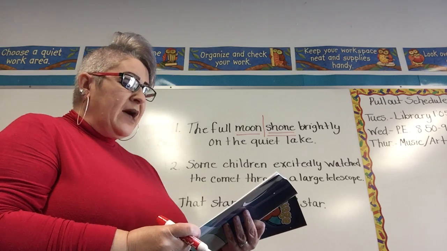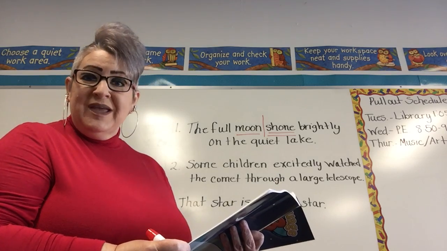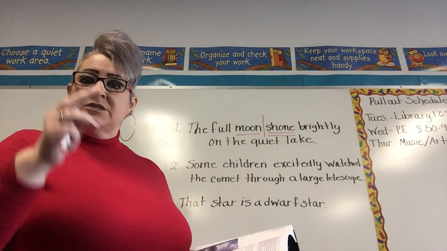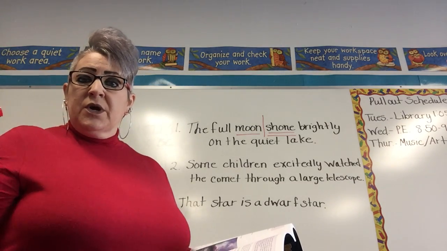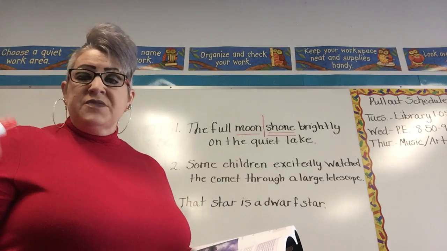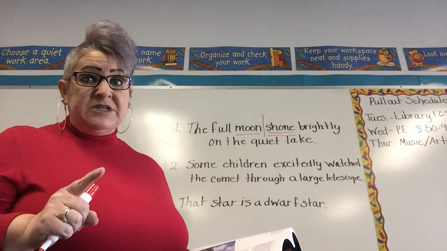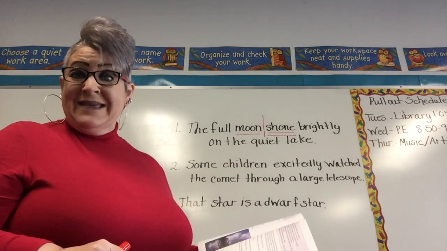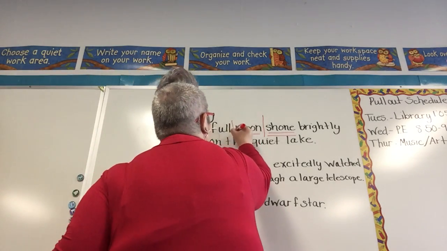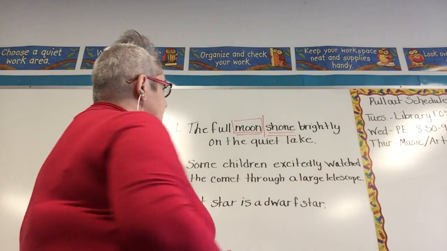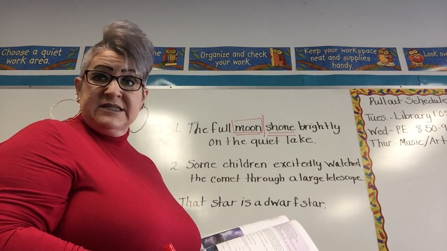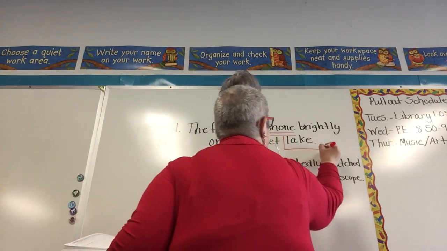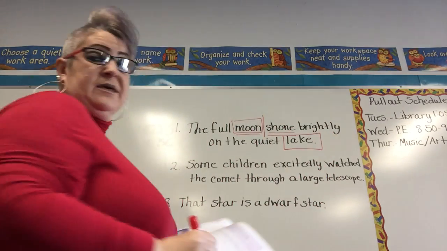Let's go to step 3 of the directions. Draw a box around each noun, including the subject. Okay, boys and girls, we know that a noun is a person, place, or thing. So we're going to draw a box around every person, place, or thing we see in this sentence, including the subject, because the subject is always a noun. So, moon is a noun. I'm going to draw a box around moon. The only other noun in this sentence that is a thing is lake. And so I'm going to draw a box around the lake.